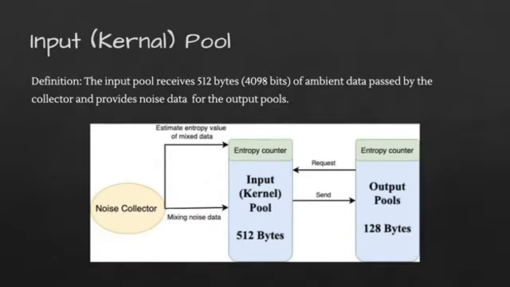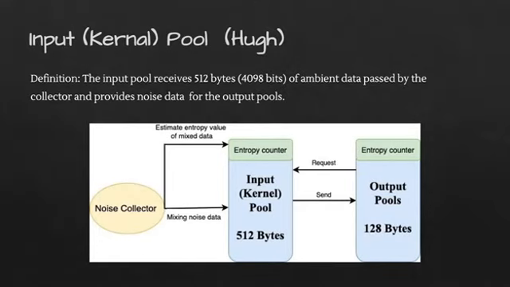Then, this is the input pool. The size of the input pool is 500 bytes. It is like an intermediate between the noise collector and the output pools. It receives noise data from the collector through two functions, the estimation function and the mixing function. Next, you will hear about these two functions.